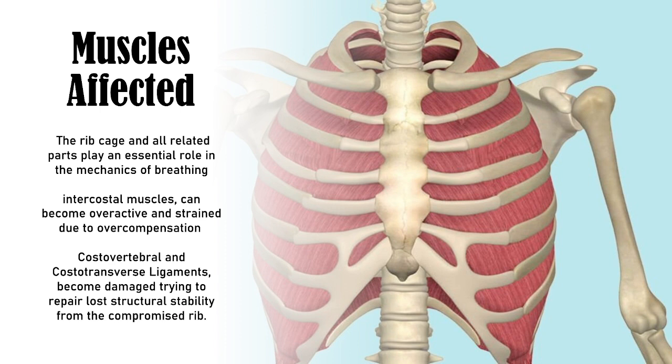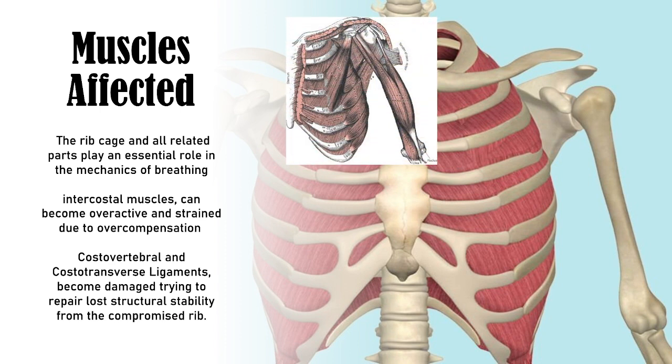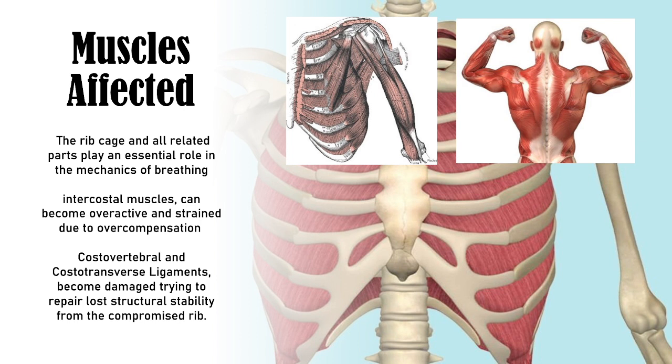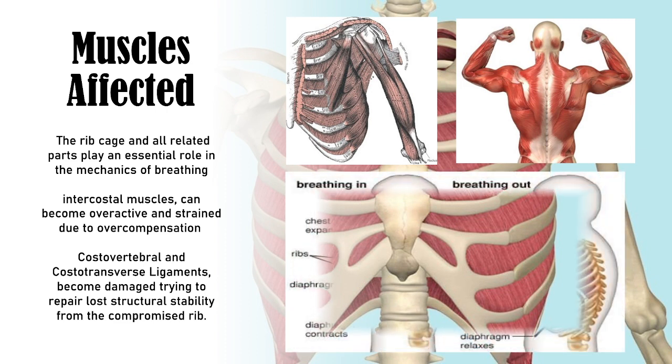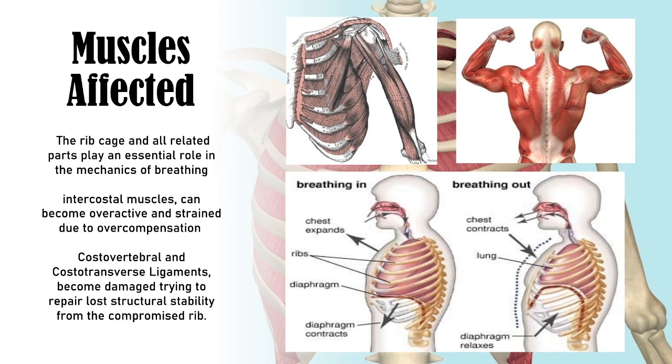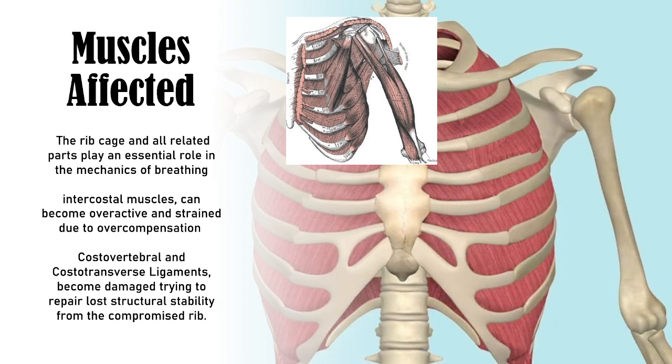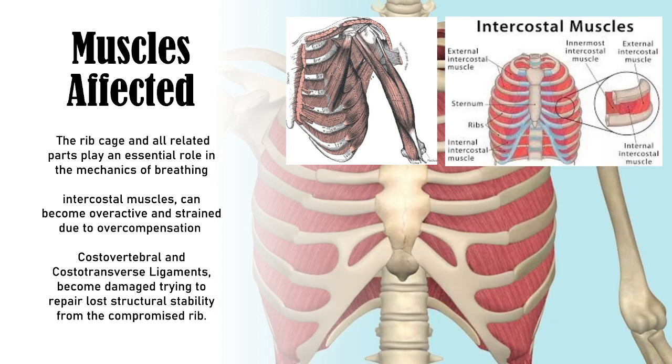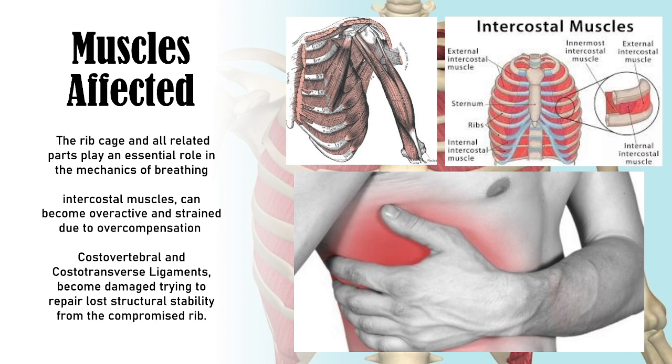As a result of the injury, muscles, ligaments, and tendons around or connected to the ribs can also be impacted depending on the severity of the injury. The rib cage and all related parts play an essential role in the mechanics of breathing through facilitating the contraction and expansion of the chest cavity. In more severe fractures, the muscles located between each rib, called intercostal muscles, can become overreactive and strained due to overcompensation from taking on the additional function of the injured bones.